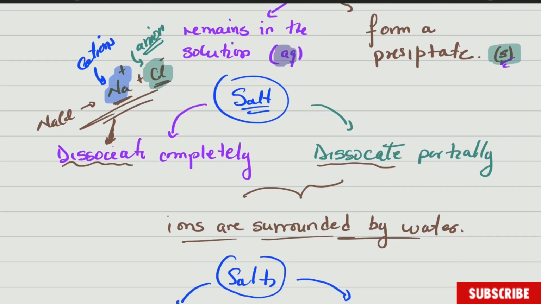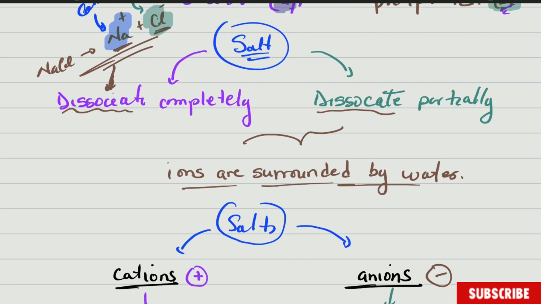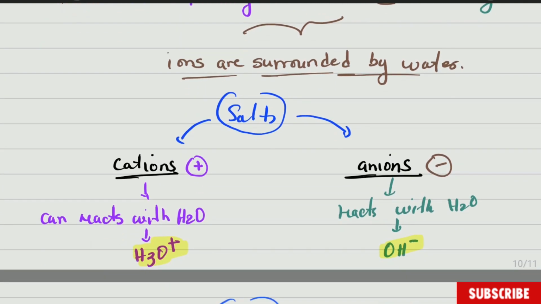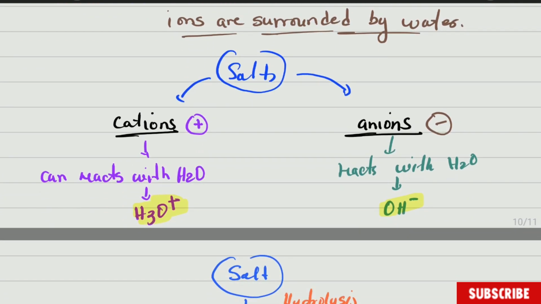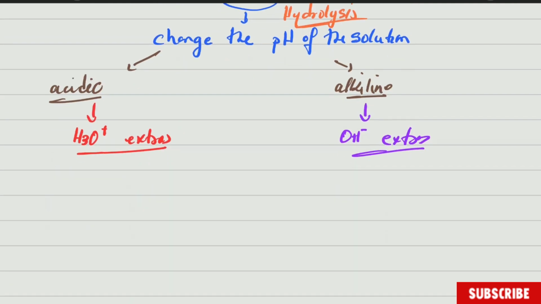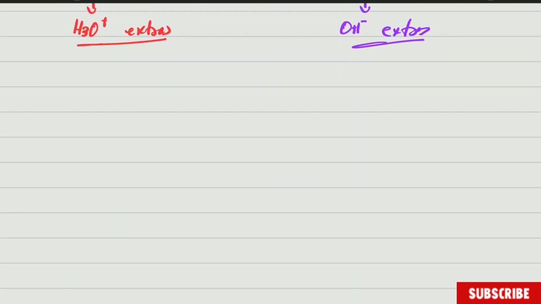And I showed you the example of dissociation. That salt can form cations and anions. When dissociated, they form ions which are cations and anions, and they form either H3O+ or OH-. And that salt is going to change the pH of the solution, most of the time. Okay, so now let's see the different reactions of the salt with water.